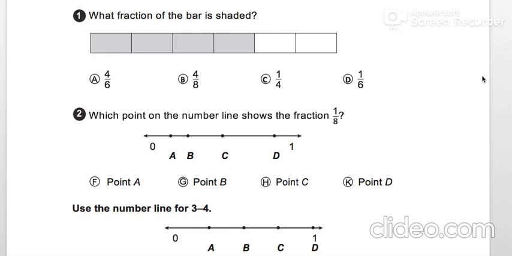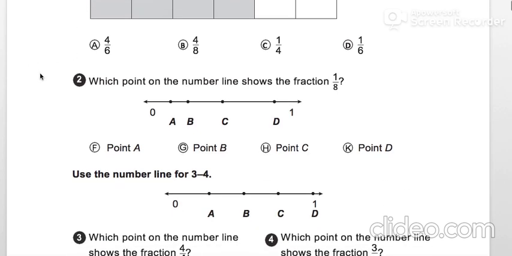Number 1, what fraction of the bar is shaded? This is multiple choice, and remember that whole fraction bar represents a whole. Number 2, this is the same thing, but now it's a number line. Which point on the number line shows 1/8? This number 1 is 1 whole. You may have to write the fractions and divide the line into parts to figure this one out.